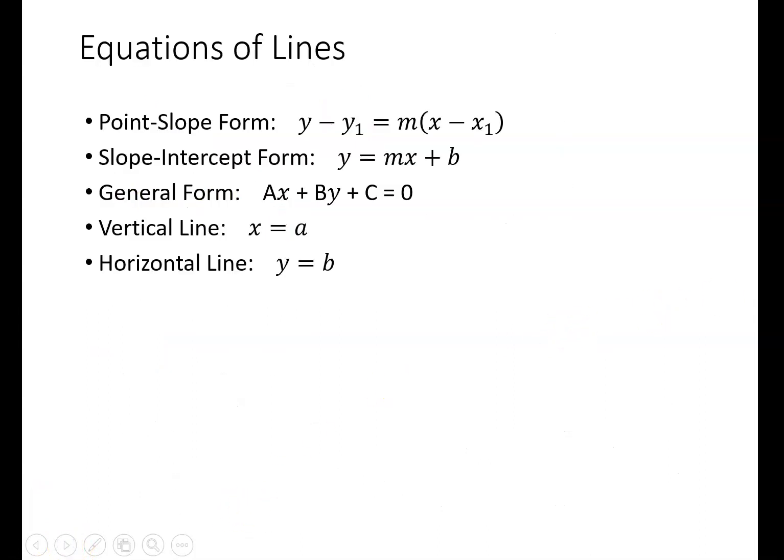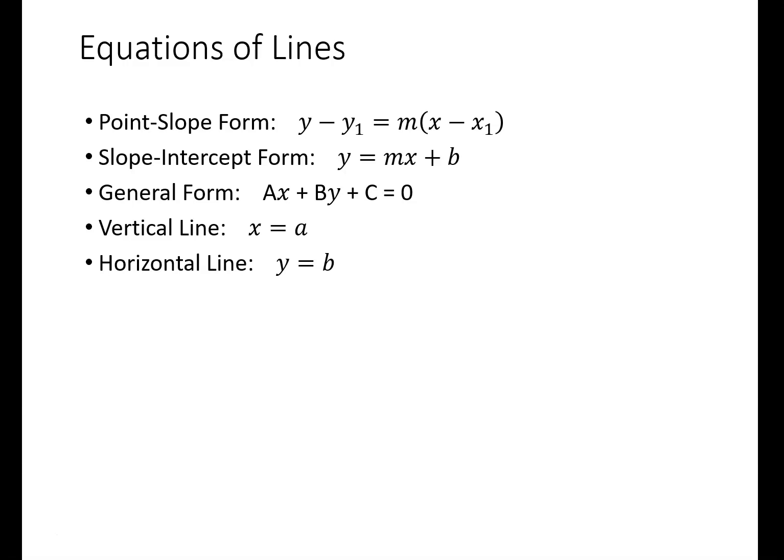Okay, next we're going to look at some equations of lines. The first one on this slide is called the point slope form. y minus y1 equals m times x minus x1. And I'm just going to kind of quickly go through these, and then we will talk more about them as we work problems. The slope-intercept form, that's one you've probably seen before. y equals mx plus b.